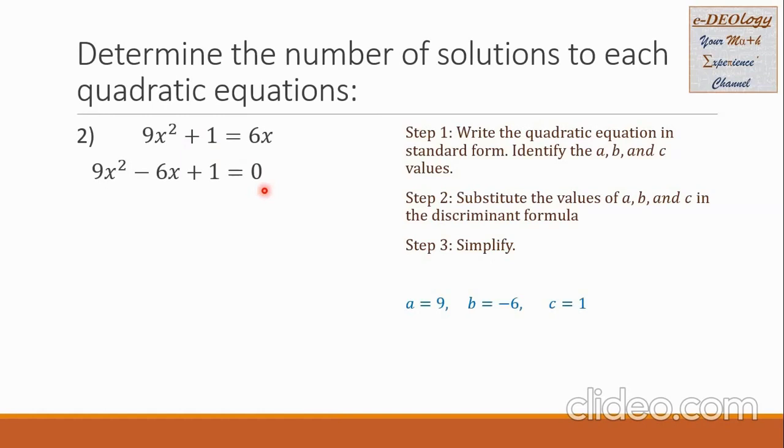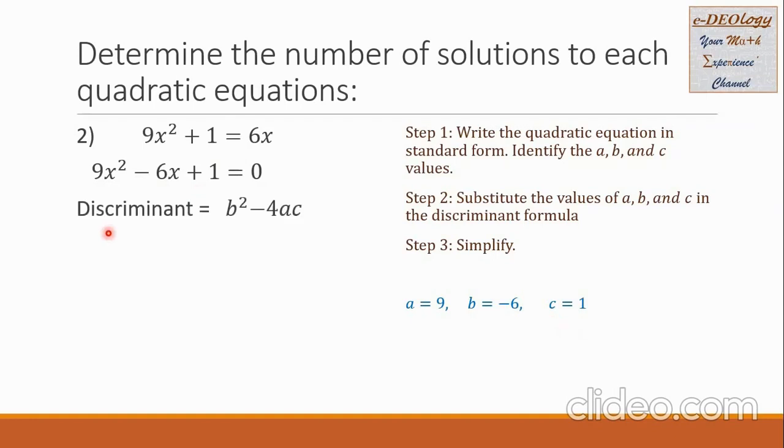Then we will collect the a, b, and c values. The a is the coefficient of x squared, that is 9. The b is the coefficient of x, that is negative 6. The c is the constant, positive 1.